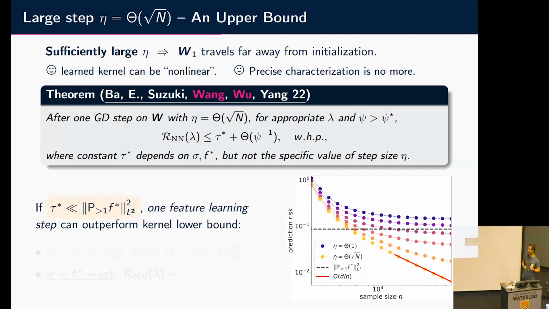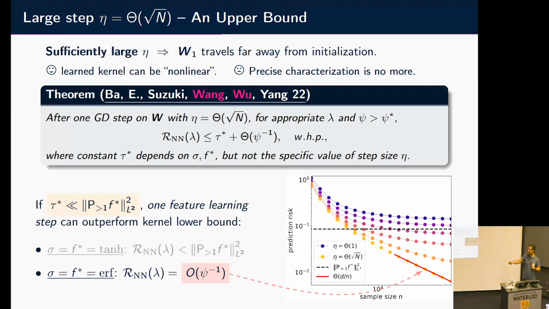This tau star can be calculated. For these target activation pairs, you can actually compute tau star, and it's smaller than this kernel lower bound. In the particular case when they're both error functions, this tau star is 0. So the risk is O of psi inverse. Remember, psi was large when the sample size is large compared to the dimension. So you're basically getting this linear behavior.